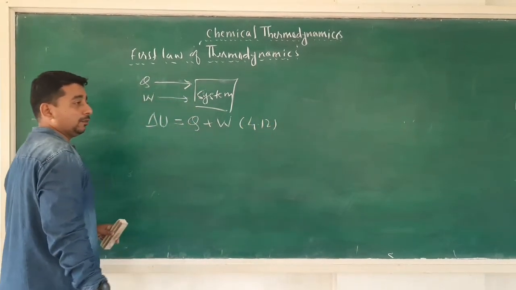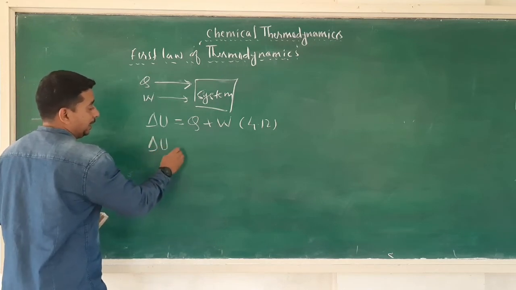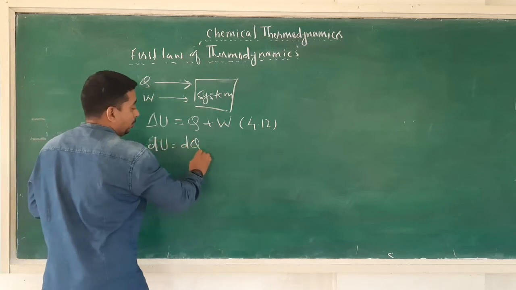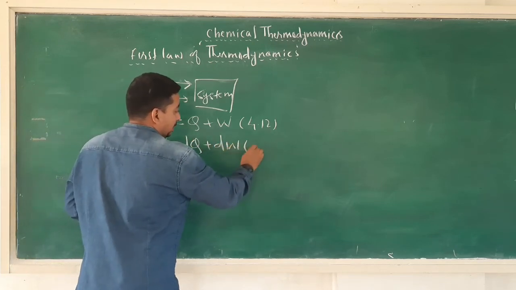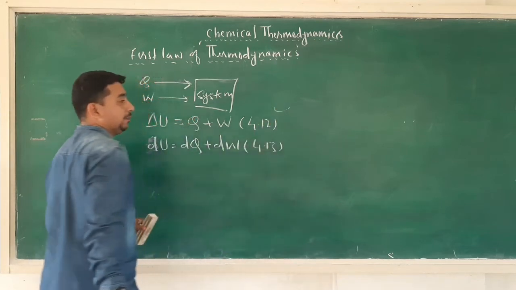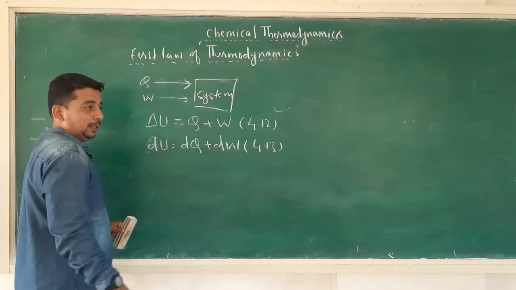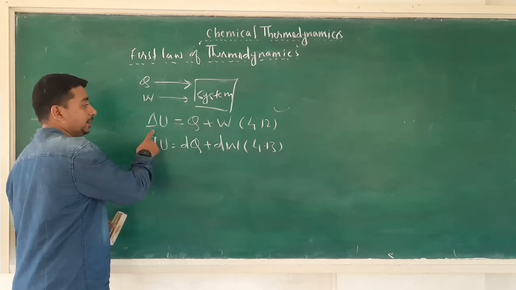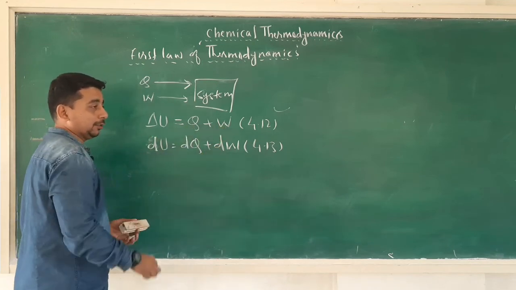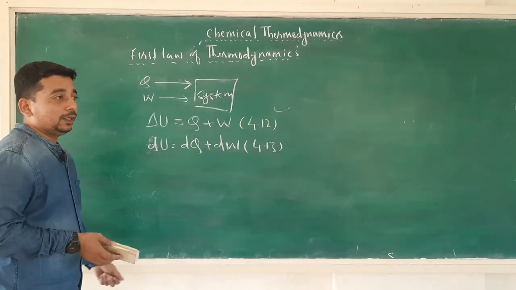Now for showing a small change in internal energy, dU is equal to dq plus dw. This is equation number 4.13. This equation number 4.12 is the first law of thermodynamics. It says that delta U is equal to Q plus W. The increase in internal energy of the system is equal to heat supplied to the system plus work done on the system by the surrounding. So equation number 4.12 is the first law of thermodynamics.